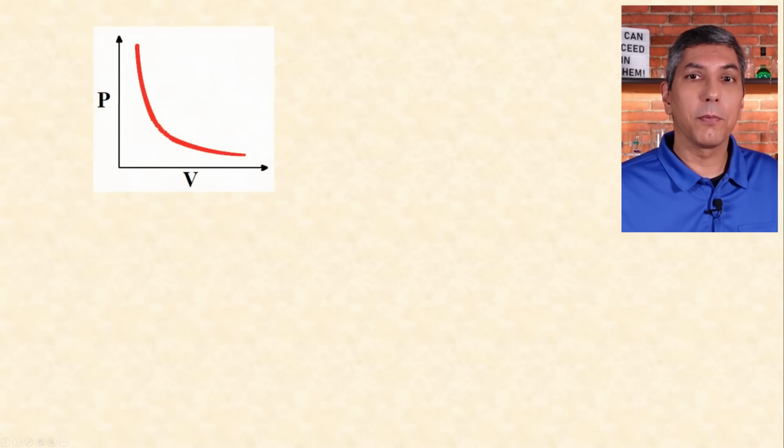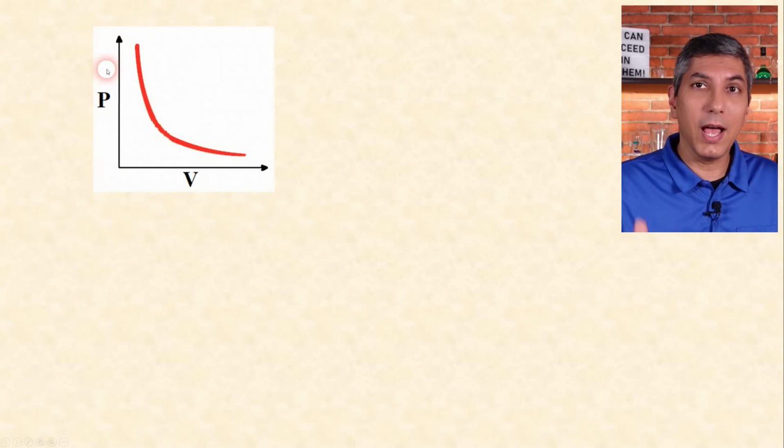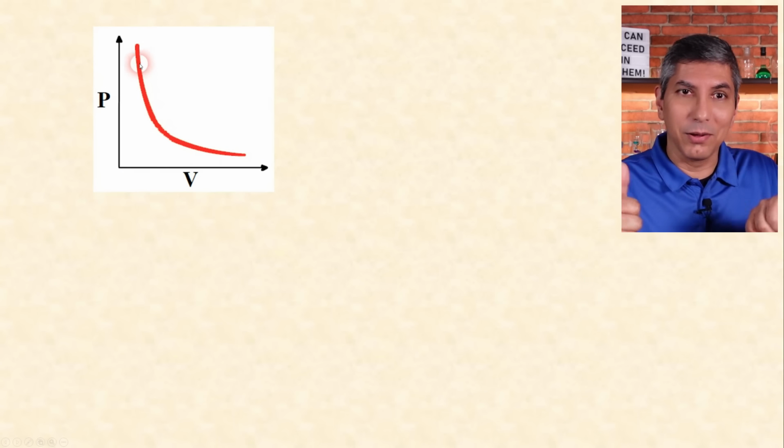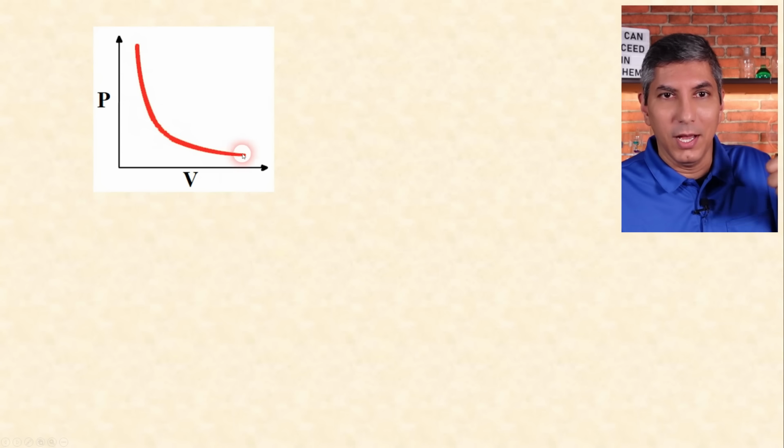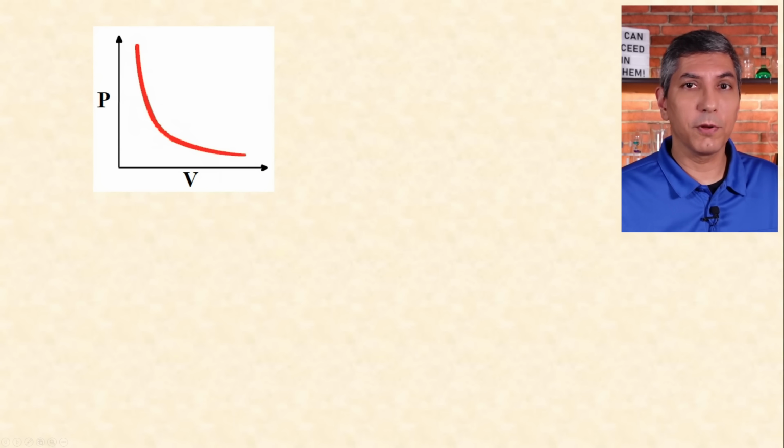Different properties of gases have different relationships between them. For example, the pressure and volume of a gas are inversely proportional to each other. The pressure goes up when the volume goes down. And likewise, the pressure goes down when the volume goes up. So the graphical relationship between pressure and volume looks like this.